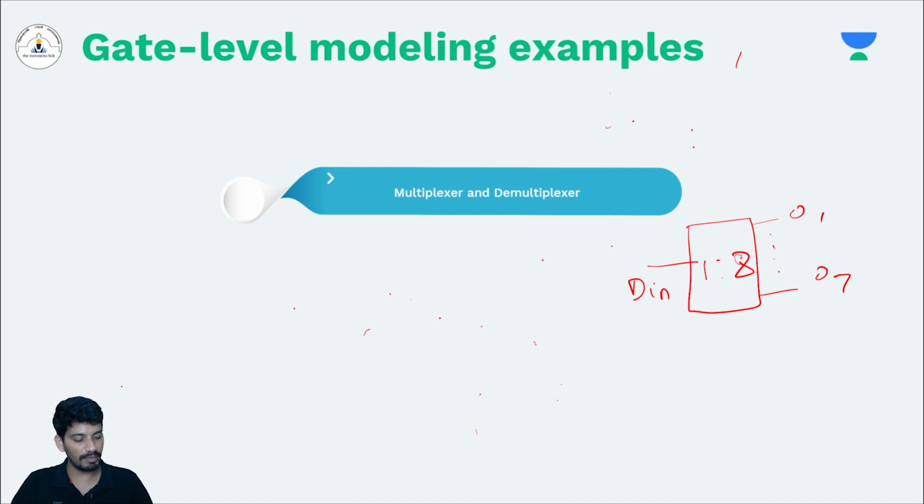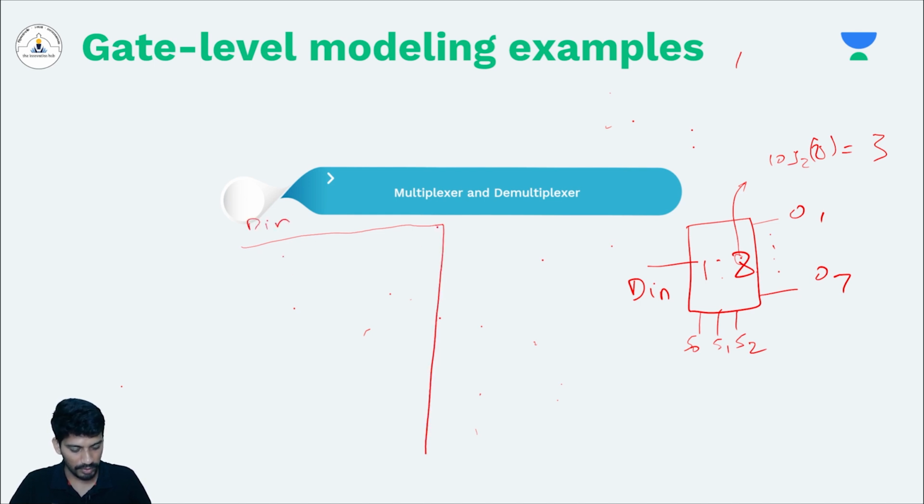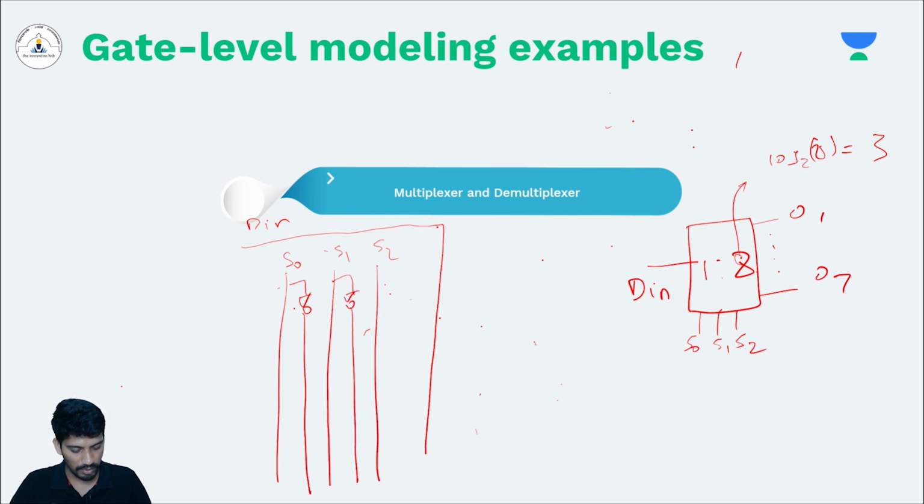Since it is a 1:8 demultiplexer, how many control signals will it require? Same thing, log 2 of 8 is 3. So 3 control signals: S0, S1 and S2. So what is the circuit diagram of the demultiplexer? You have an input Din, and you have 3 control signals S0, S1 and S2. You need both the true values and the inverted values, like this.